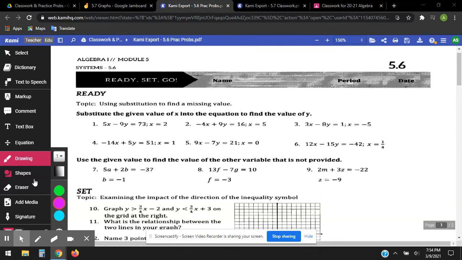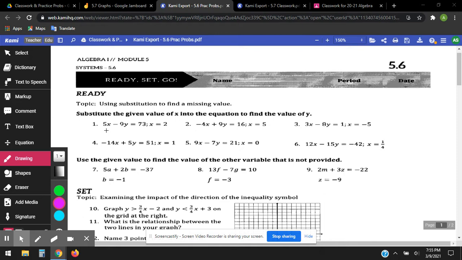Hi, this is Algebra 1, Module 5, Lesson 6, the practice problems. Here we're going to use substitution to find a missing value. So we're going to substitute the value of x into the equation so we can find the value of y.